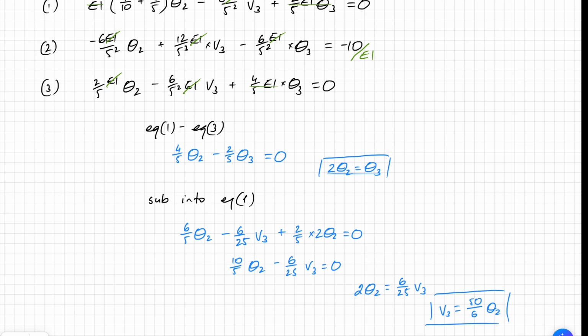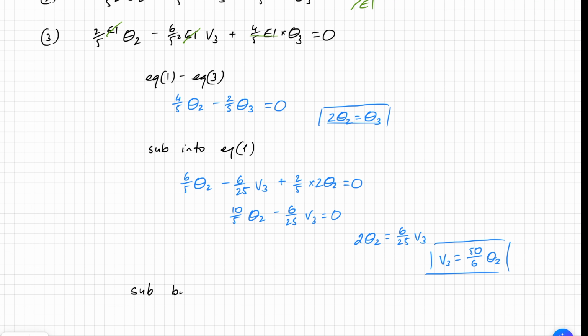So you can see that what I've tried to do is express both theta 3 and V3 in terms of theta 2, and now I can sub them both back into equation 2 and find out what theta 2 is. So sub both relationships into equation 2.